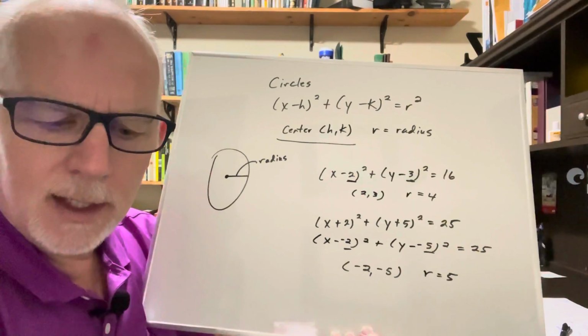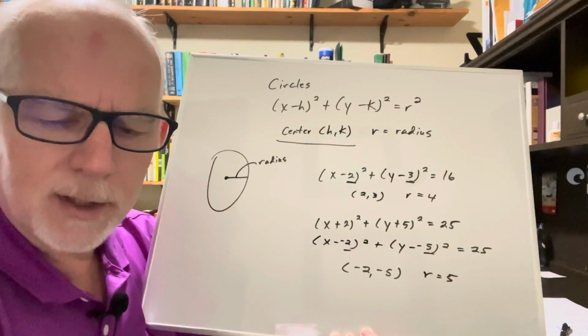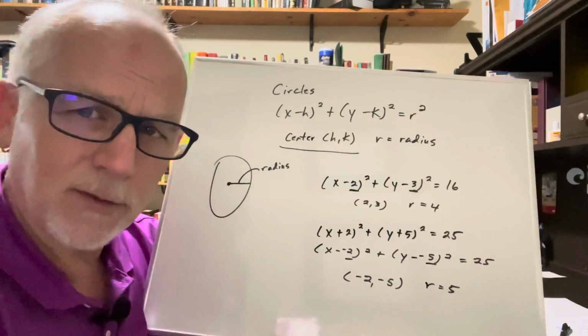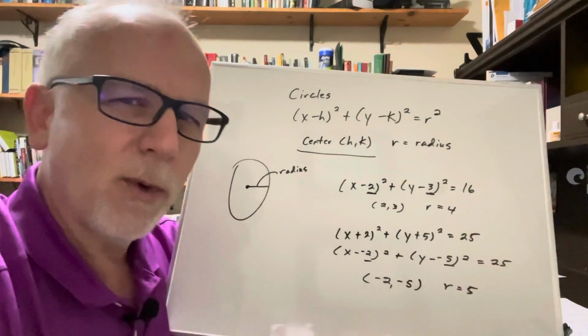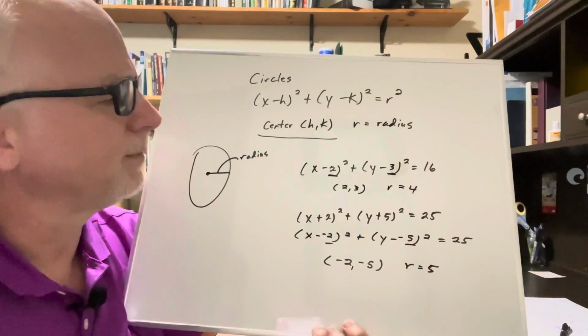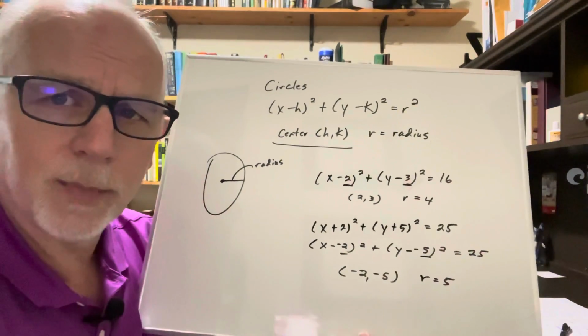A lot of times in geometry, end of the year, end of the course exams, they're asking you questions like that. They'll give you the formula and they'll say, what's the center or what's the radius? And so pretty easily, if you know this formula, you can pick that out pretty quickly.